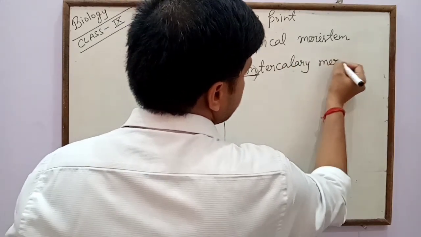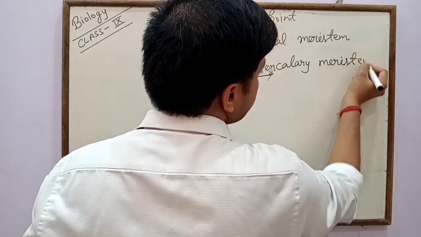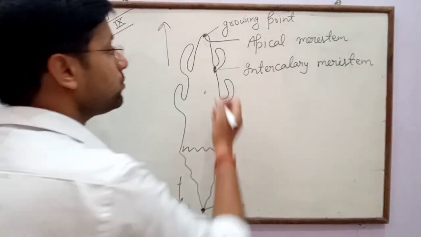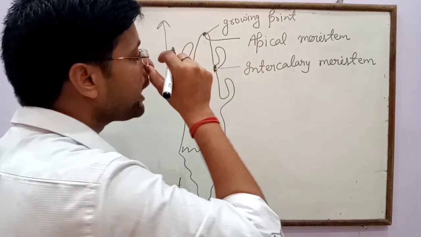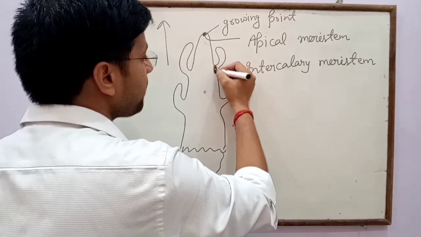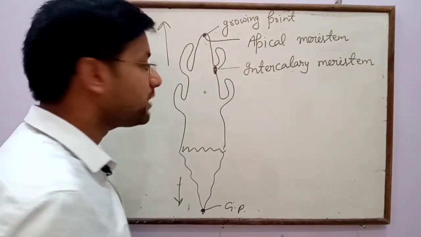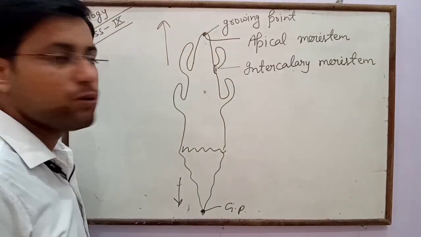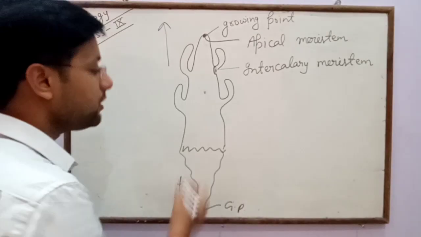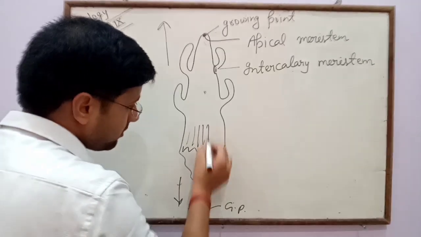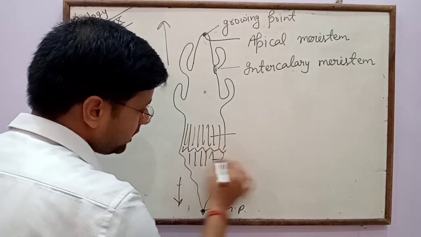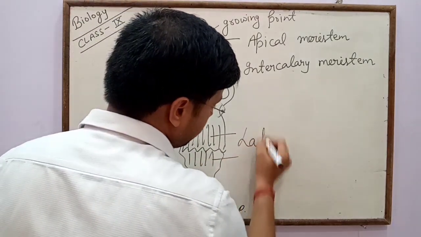Intercalary meristem is present, so it helps in the growth of leaves as well as internodes. Commonly the intercalary meristem is present on the basal part of the leaves, the basal part of the branches and the internode, and helps in the growth of leaves and internodes. After that, in the basal part of the shoot and basal part of the root, lateral meristem is present.